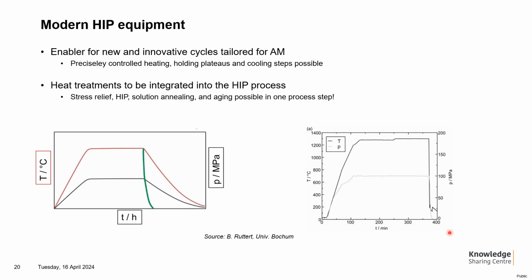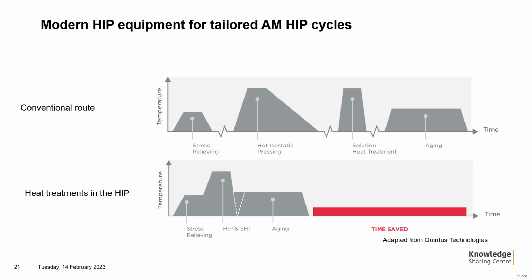This allows us to integrate several post-build processes into one dedicated HIP cycle in the future. Please keep in mind we are talking about stress relieving, solution annealing, HIP, and sometimes aging too. The potential benefit of this modern HIP approach is schematically highlighted on the slide. Via the conventional route, a lot of time and working capital is lost in the steps in between. We have the stress relieving, the HIP treatment, the solution annealing, and the aging.